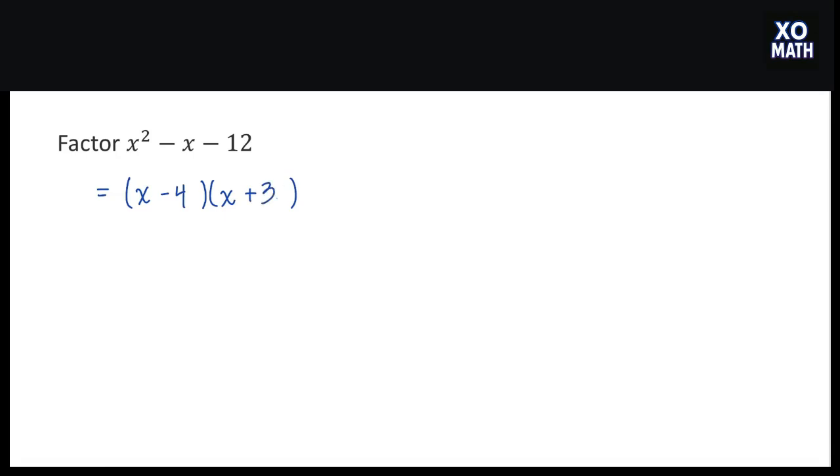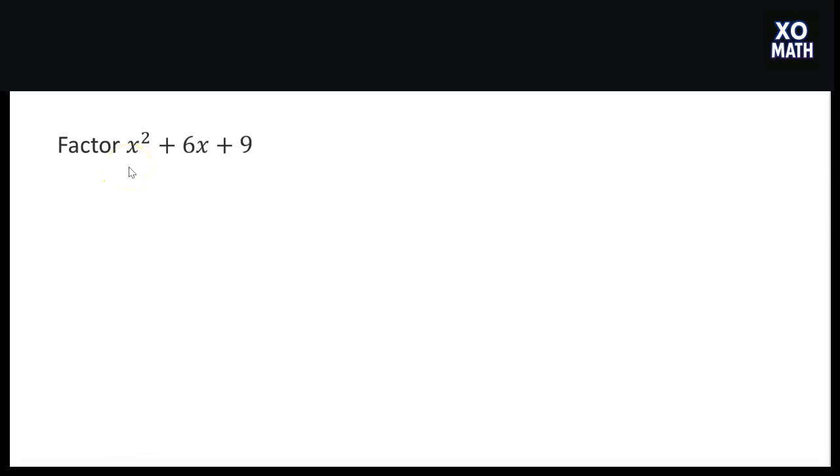And again, we only need to check the outer and the inner parts. So outer is plus 3x and inner is minus 4x. And when you add those together, you get negative x. So this is the correct factorization. X minus 4 times x plus 3. Two numbers that multiply to give us negative 12, but notice that they add to give us negative 1.